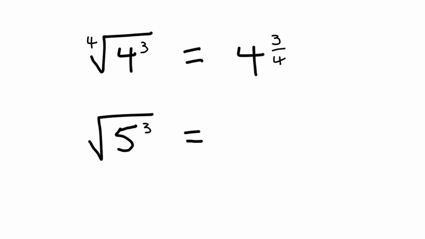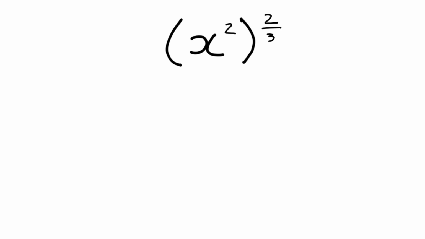What about this? I have the square root of 5 to the power of 3. Let's turn this into a power. Well, my radicand becomes my base, the 5. I know that 3 is going to be the numerator in my exponent. And now the question becomes, what is my denominator? Because I don't see a number for the index. But remember, there's always an invisible 2 here. It becomes 5 to the power of 3 over 2.